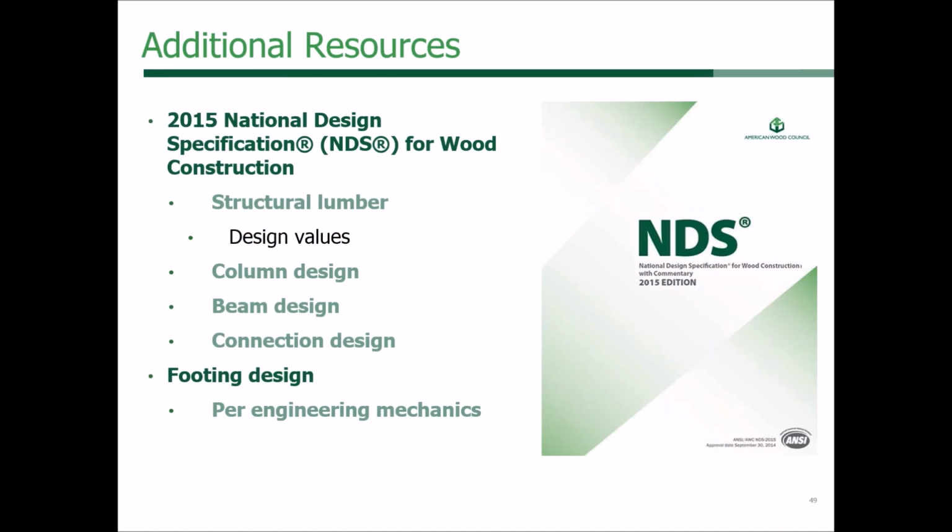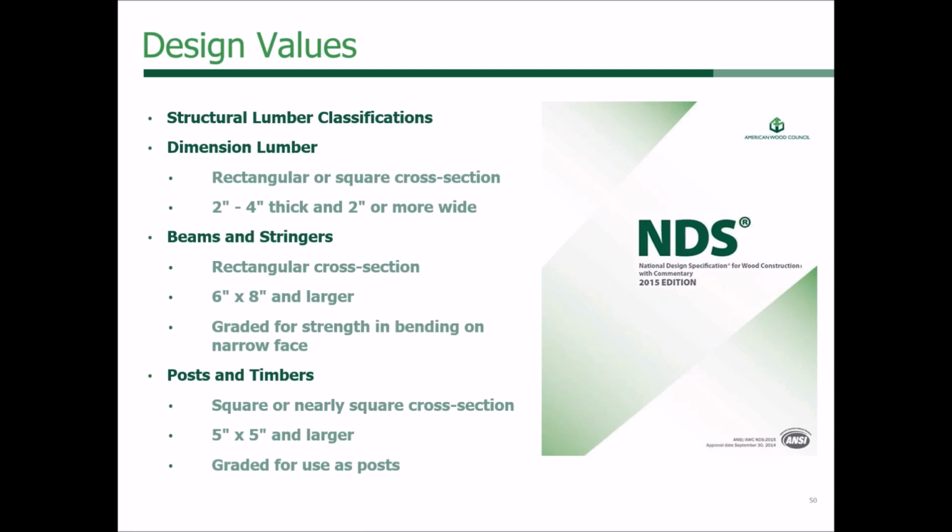Okay, now we're going into additional resources. The best one and most flexible one, of course, is the National Design Specification for Wood Construction. If you're an engineer, you're probably very familiar with this. It has column design, beam design, connection design, the whole gamut of it, and it makes it so that you can do ultimately whatever you want to do. You have to use equations that some people might not like, but it allows the most flexibility.